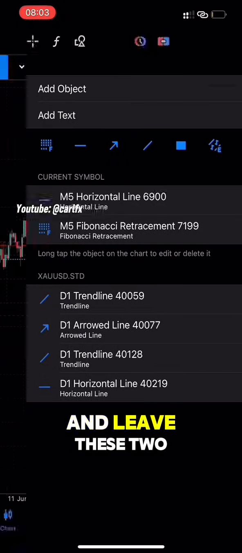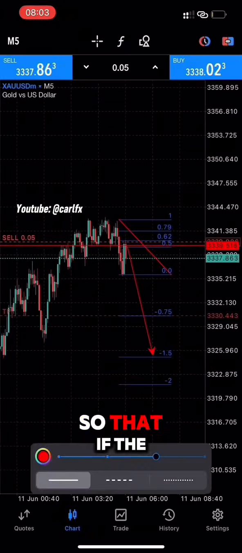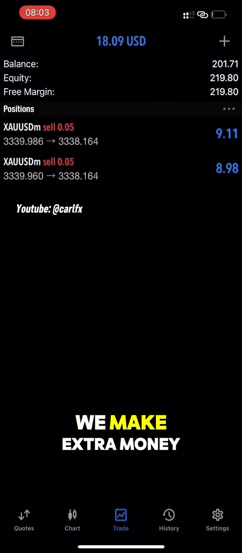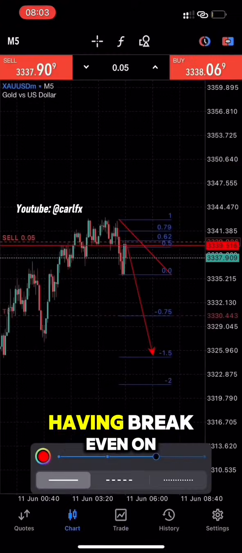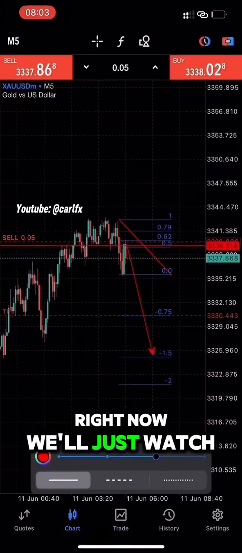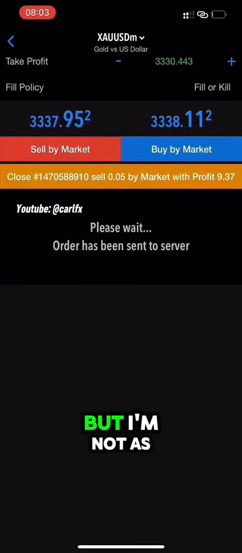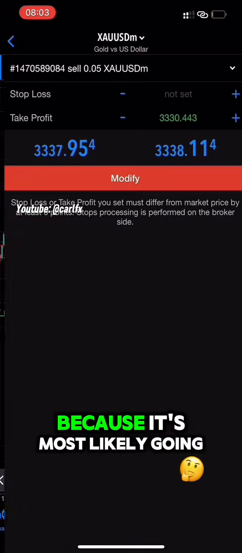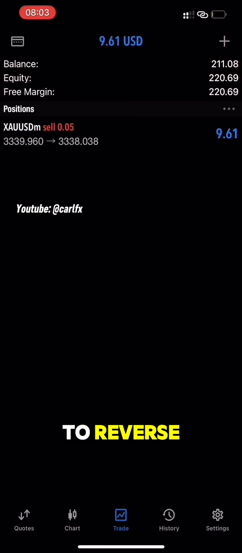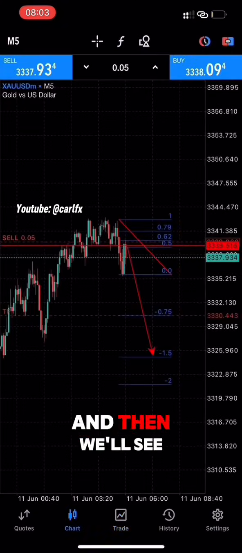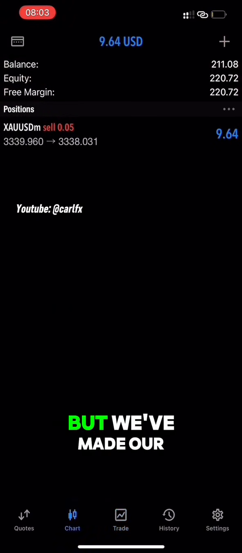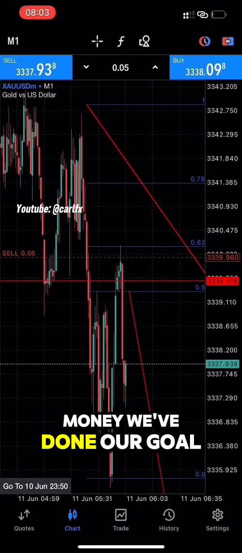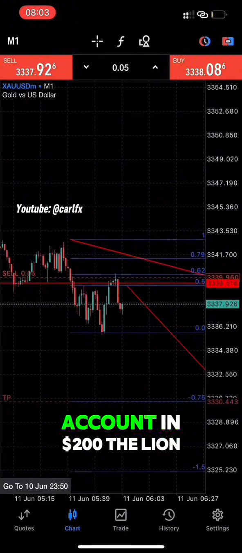I'll just go ahead and leave these two positions open so that if the market actually goes to our take profit, we make extra money, but I'm okay with having break even on this trade. Right now, we'll just watch what happens, but I'm not as confident in this trade, so I'll just leave one position because it's most likely going to reverse from where we are right now, and then we'll see what happens. But we've made our money, we've done our goal, flipping a $2 account into $100.